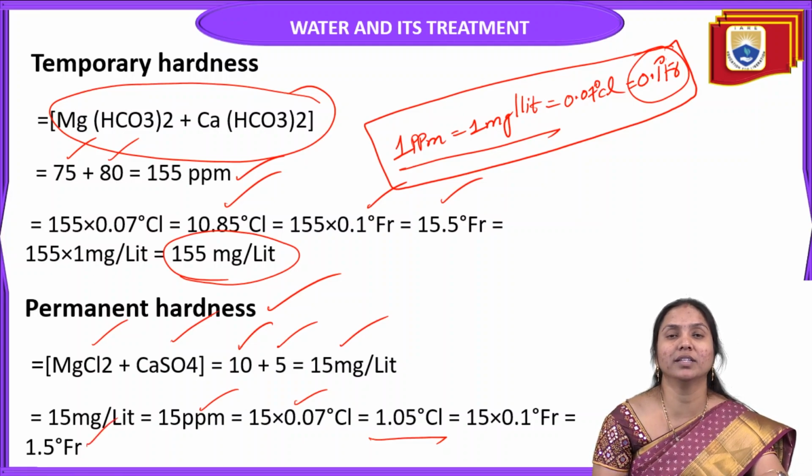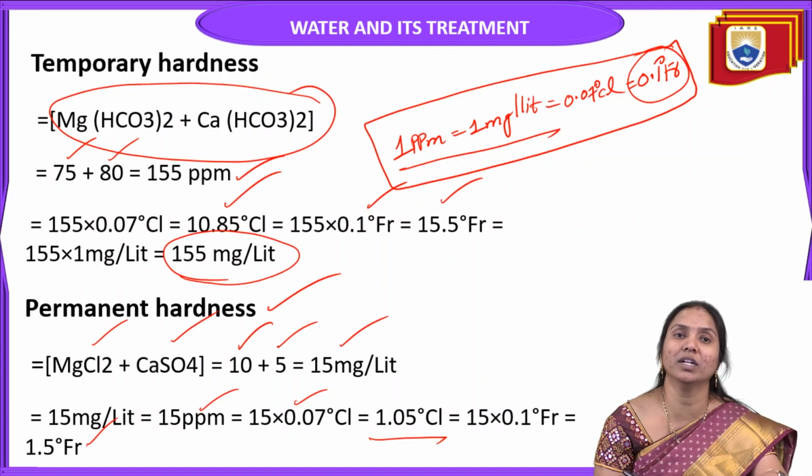So temporary hardness of given water is 155 ppm and permanent hardness of given water is 15 milligram per liter.